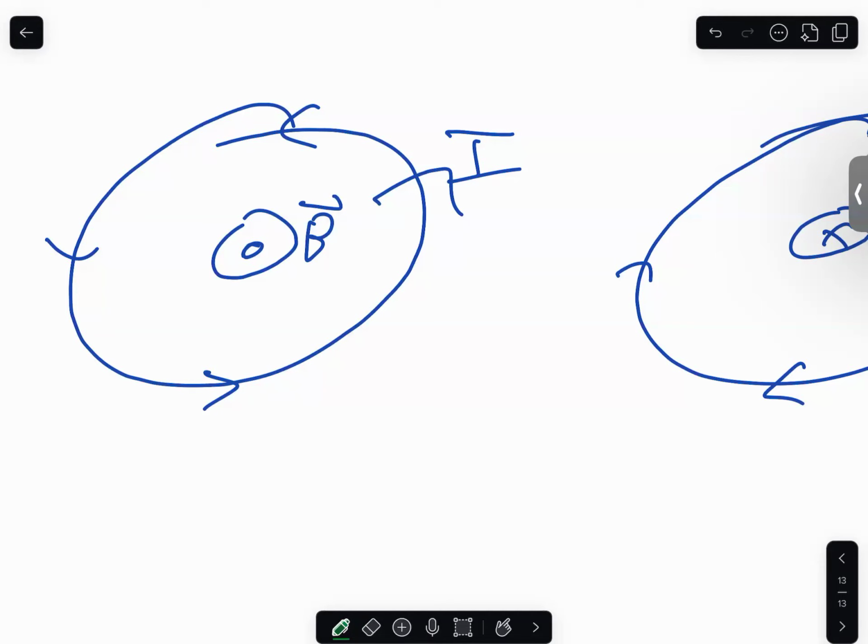This is the outward direction, yeah. Out of page towards viewer. Out of page is into face. Out of face is into page. This is out of page.